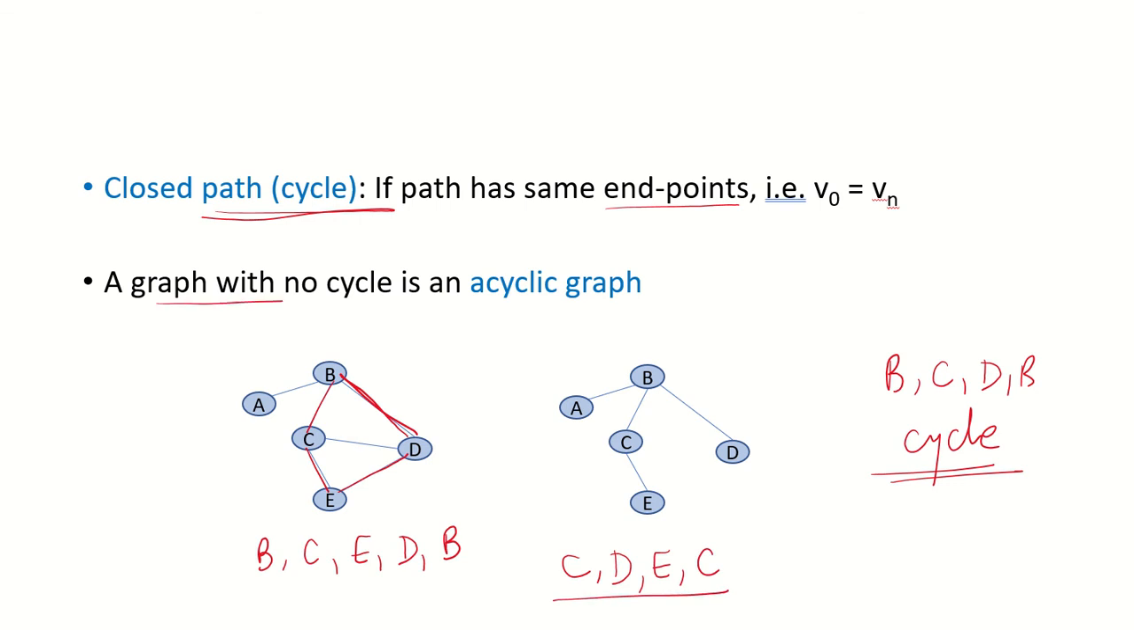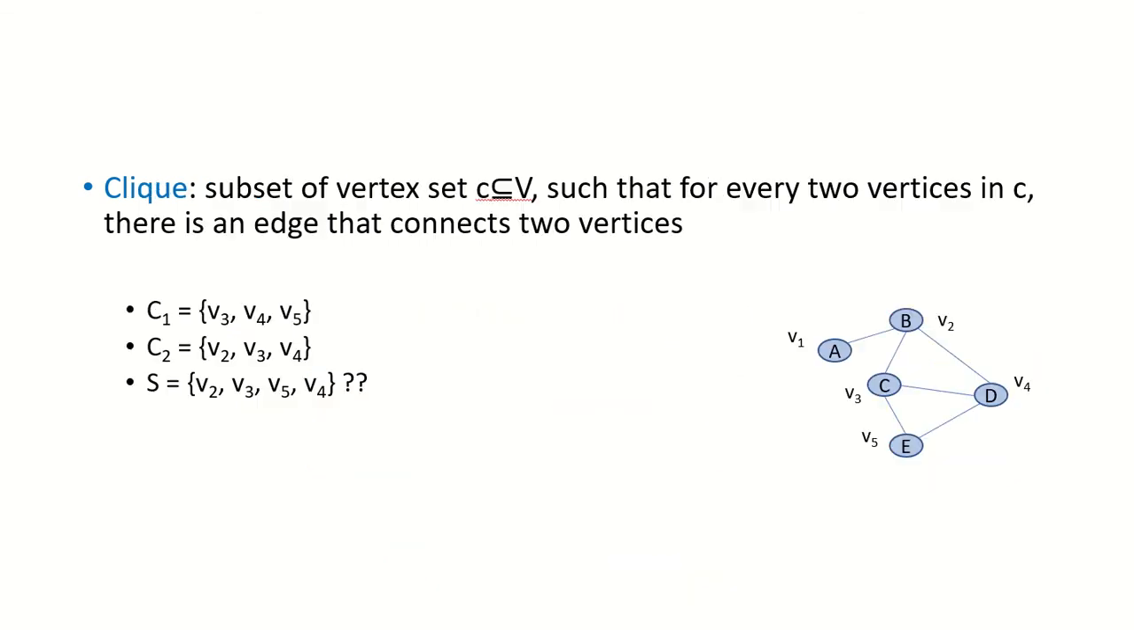A graph which does not have any cycle is referred to as an acyclic graph. Like we take an example over here. There is no way you can form a cycle or a closed path. So from A we can go to B, then we can go to C, but there is no way we can go back to B or back to A. So this is a graph which does not have any cycle. So this graph is referred to as an acyclic graph.